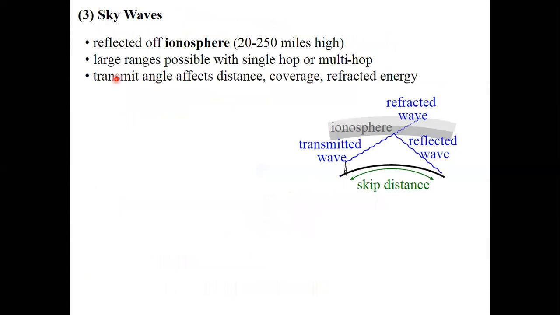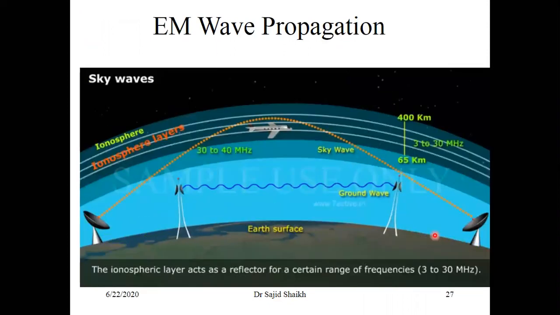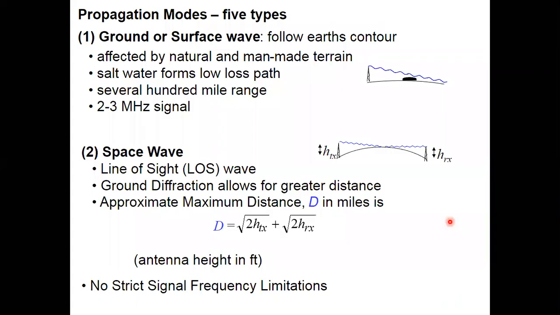This is the skywave propagation. Here the height is from 20 to 250 miles from ground level. For ground wave propagation, it is up to 65 kilometers towards the sky, and that distance is suitable for ground wave communication. Above this, 65 kilometers to 400 kilometers is for skywave propagation, and above that is suitable for space wave communication. So this is the distance.